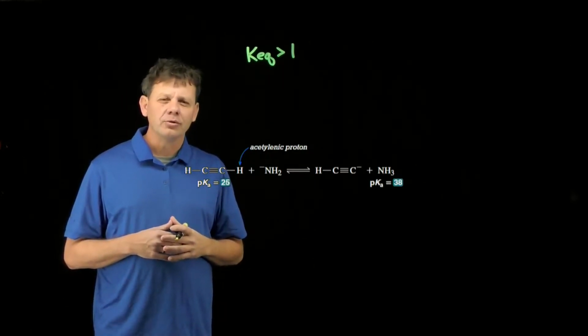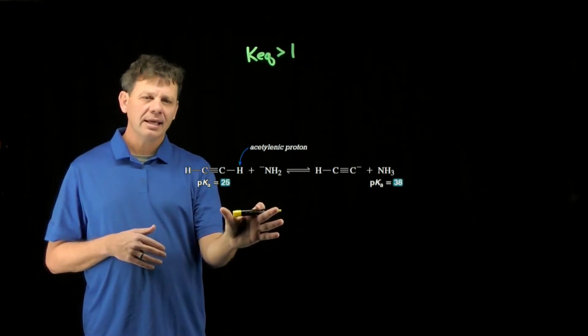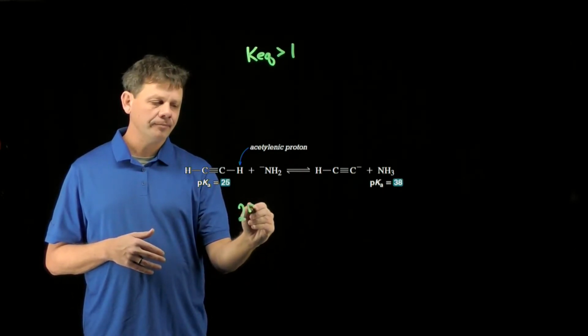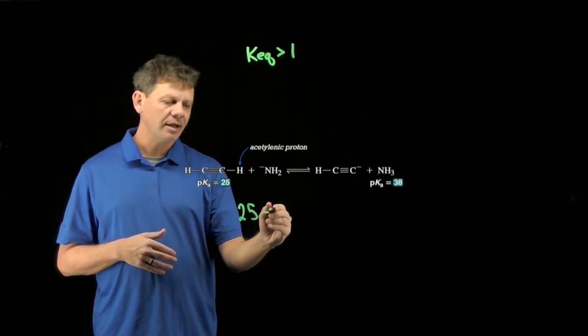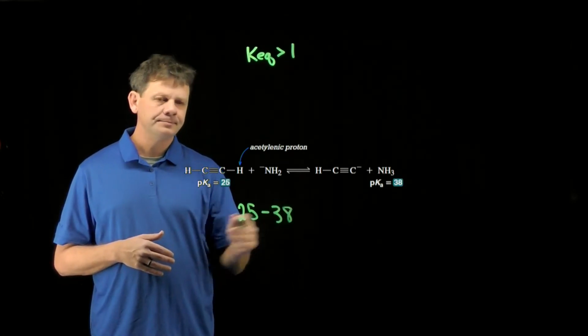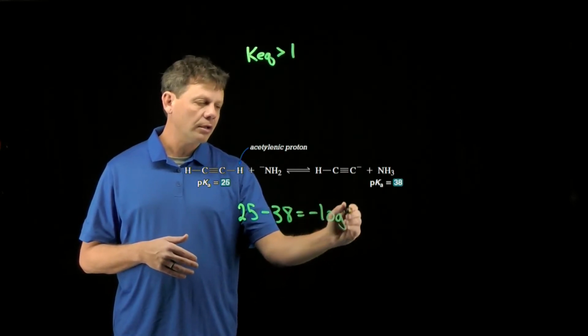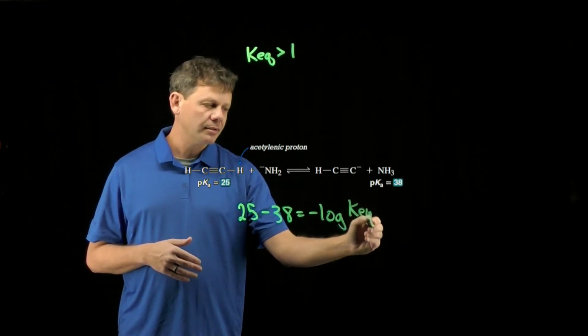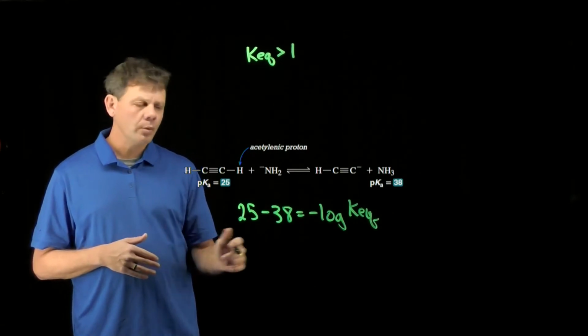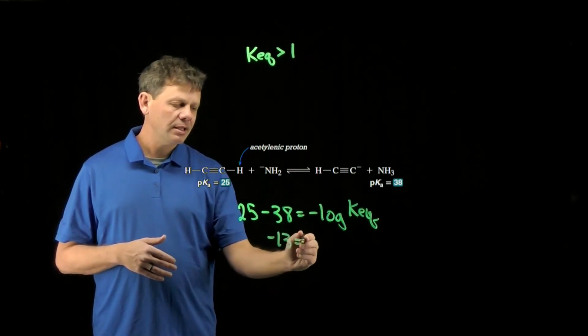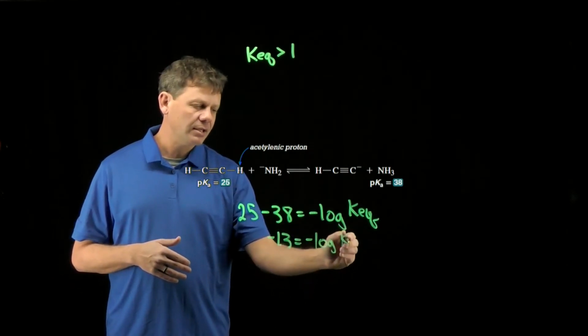Well, for that, we can use our equation that takes the pKa value of the left side acid minus the pKa value of the right side acid as being equal to the negative log of the equilibrium constant. And so what we end up with is negative 13 equals the negative log of KEQ.